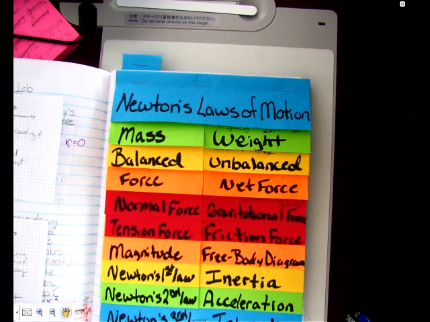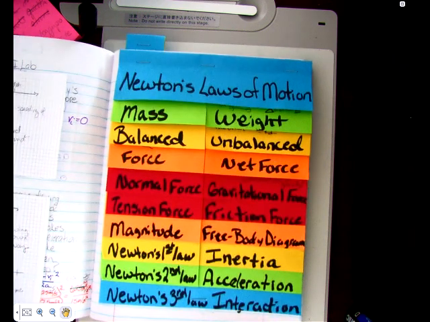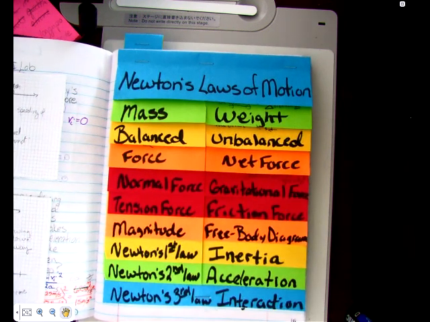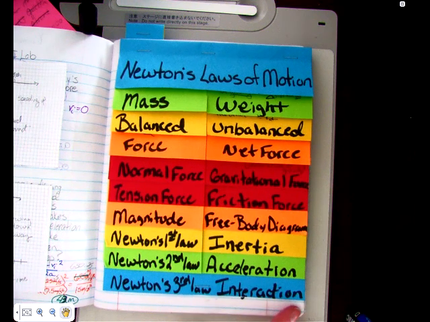Okay, for those of you who wanted to be able to look back over this at home and finish this up, I'm putting this on the internet. So this is our foldable on Newton's laws of motion. It should be on page 15 in your journal.